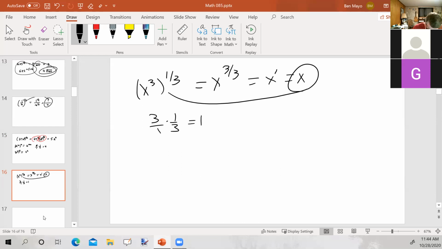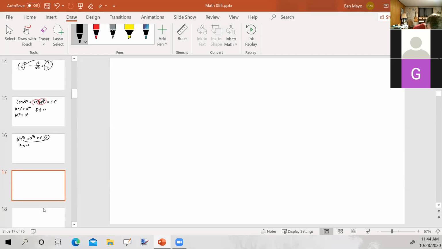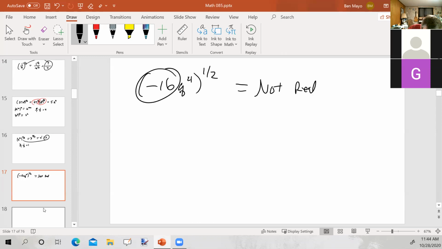Okay. What about this one? -16 q to the 4th power, all to the 1/2 power. Can you take a square root of a negative number? No. Because you take -16 to the 1/2 power, so it's not real. See that? Yes. Okay.